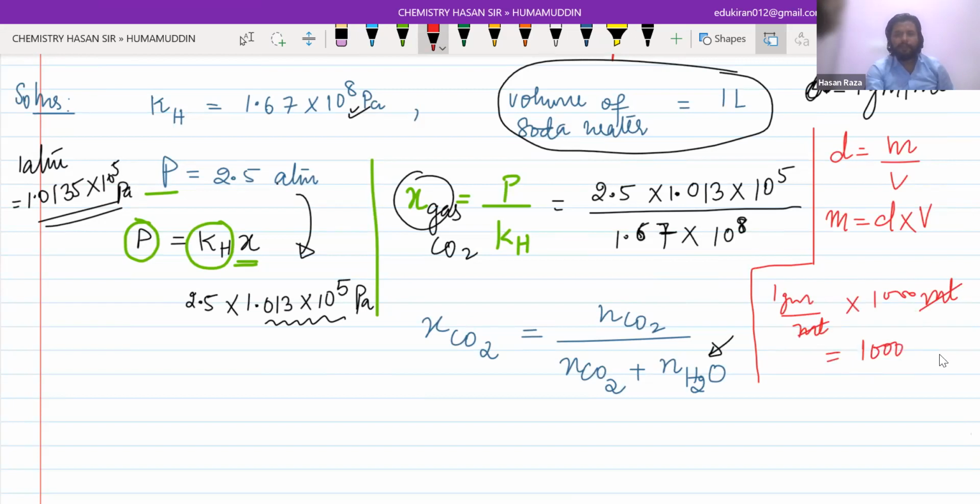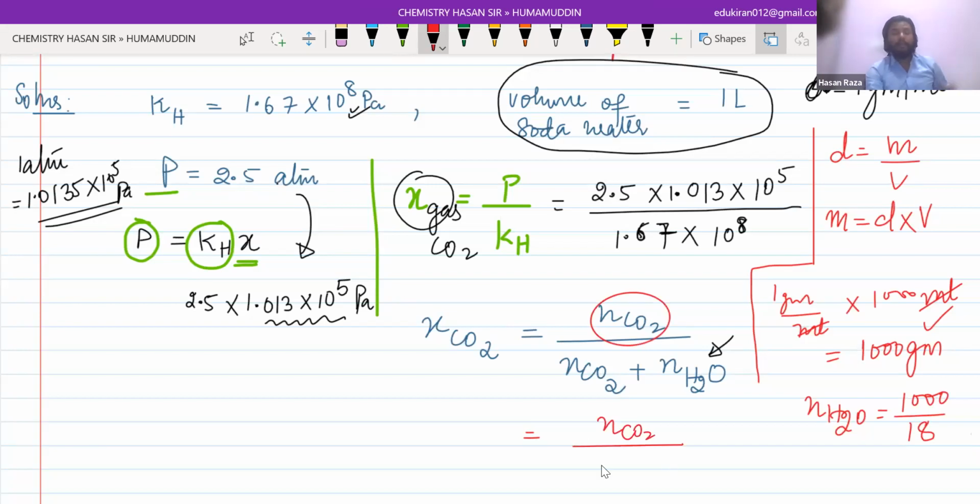That means the given mass of water is 1000 gram. So now you can see the number of moles of CO2 and the number of moles of H2O I'm going to calculate. Given mass, that is 1000, upon molar mass, that is 18. So I'm going to put it here; we don't know the number of moles of CO2 because we need to calculate it.